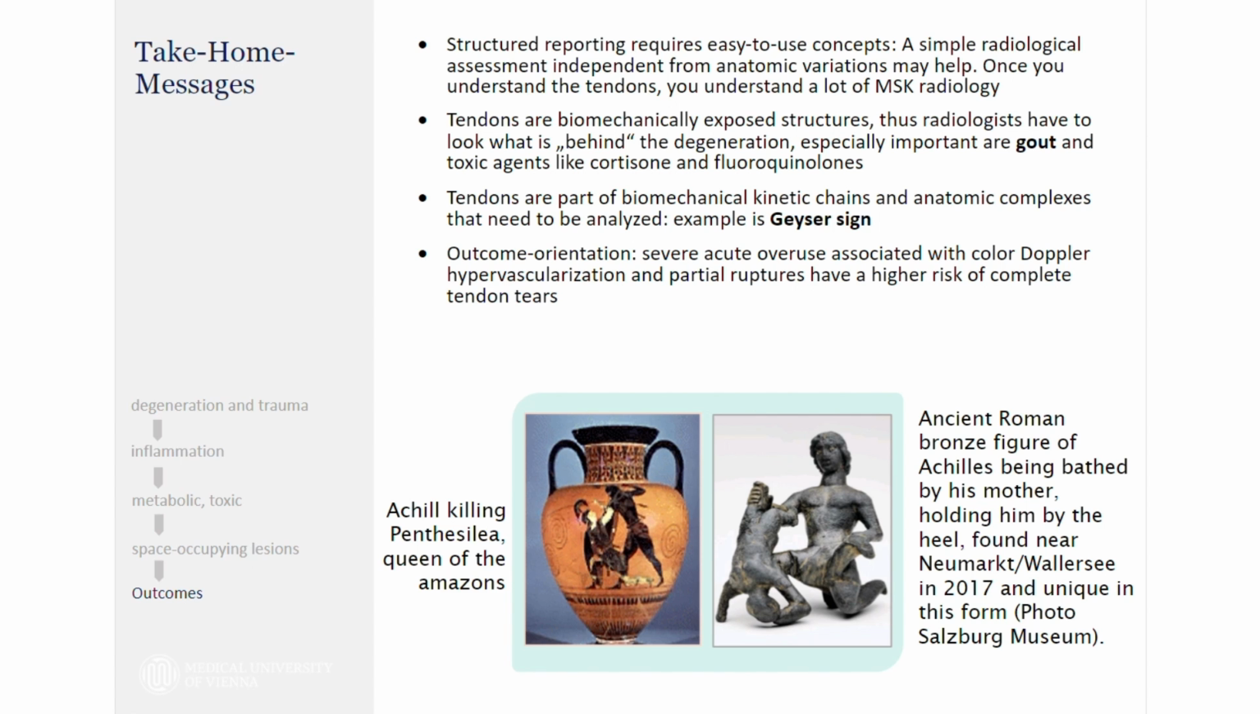So outcome orientation is also an important point. And one last word. The ancient hero Achilles was an athlete, a very active sportsman and a warrior, and so he had severe problems with the tendon named after him. There are several explanations in Greek mythology for why he had problems with his tendon. One was that his mother bathed him as a baby and kept her hand on his heel. This is, by the way, a little bronze statue that was found some years ago very close to Salzburg, about 20 minutes drive away from it.